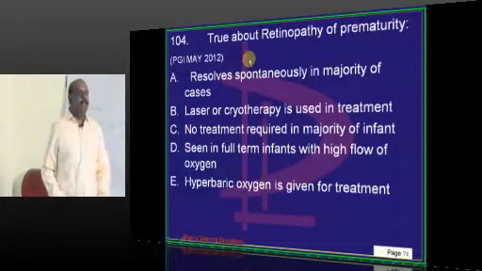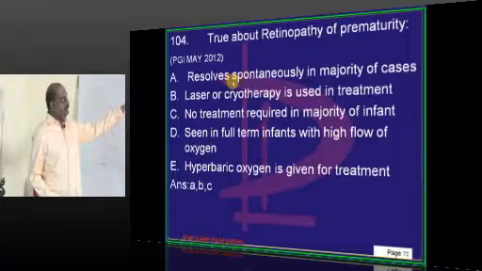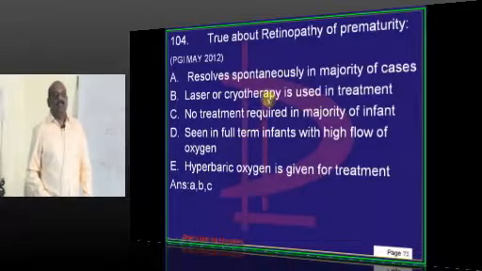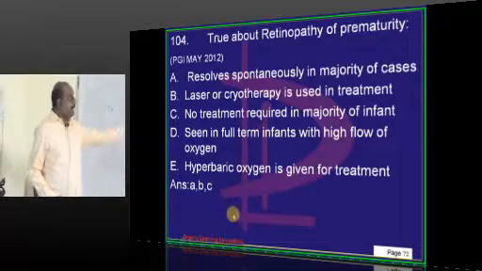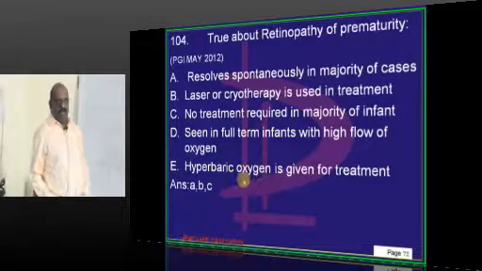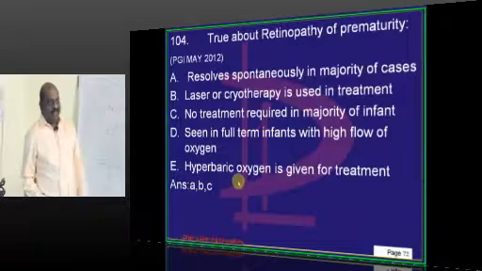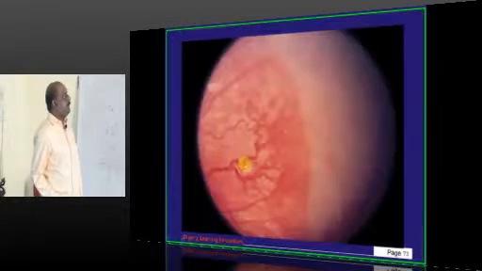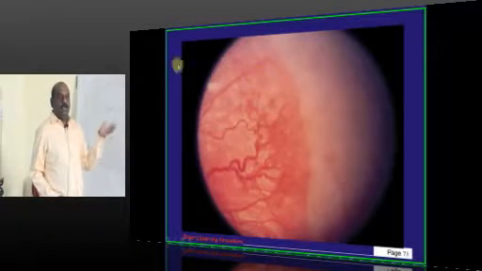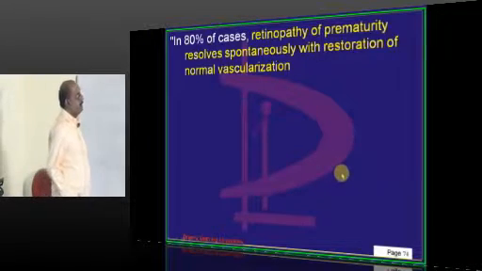Retinopathy of prematurity. What is the truth about it? Basically, in the majority of cases, it will resolve by itself. Hyperbaric oxygen is a predisposing factor, not a treatment. It is not seen in full term, it is seen in preterm, and also in children who are lesser than a critical weight. So that's what you need to remember. So the neovascularization, rubeosis iridis, etc., which you see with prematurity.